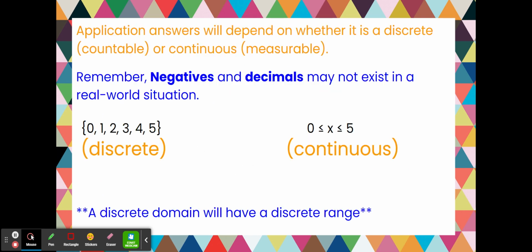Okay. Application answers will depend on whether it is discrete, which is countable, or continuous, which is measurable. Remember, negatives and decimals may not exist in real world situations. Discrete would be numbers that you can count. Continuous are numbers in between, fractions, decimals. Okay, a discrete domain will have a discrete range. Continuous would have a continuous range.